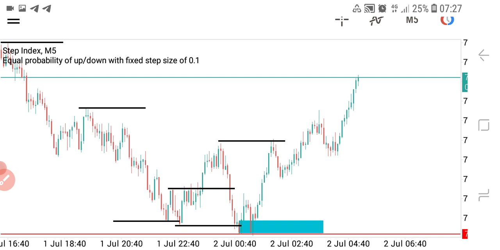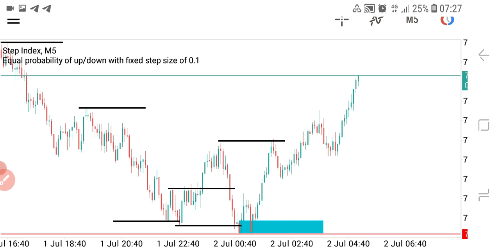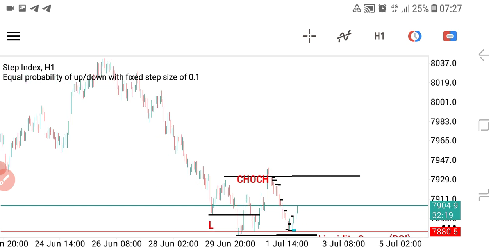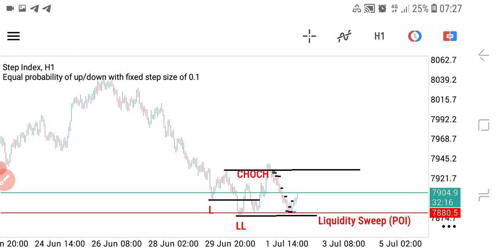And this setup is on the Step Index. In the Step Index, yesterday I posted a screenshot. Let's switch to H1. You see on H1, the Step Index hasn't swept the liquidity. So we know that on H1 the market still has to push back to touch that lower low. We have that in mind, but we were able to go to M5 to scale for entry.